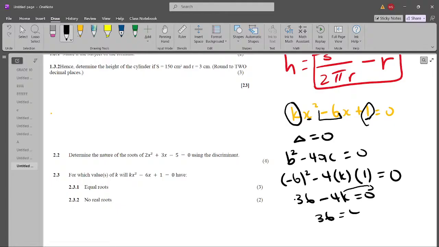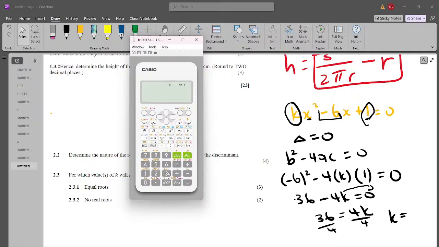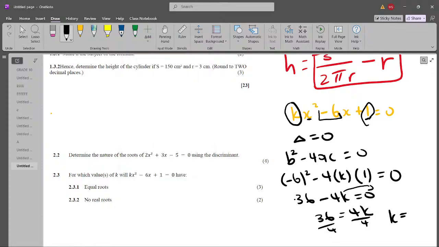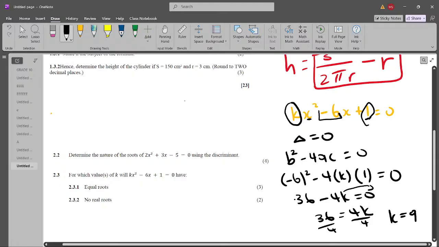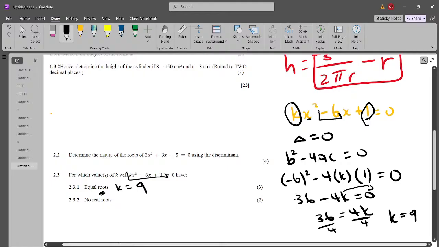36 is equal to 4k. Divide by 4. Divide by 4. Therefore, k will be equal to, let's look at what 36 divided by 4 is. 36 divided by 4 is 9. That means the value of k which will make this expression have equal roots, that value of k, will be 9. That's what we're looking for.